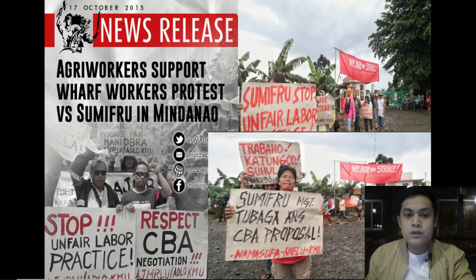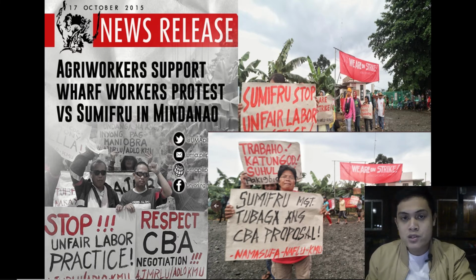So as you can see in this next picture, these are rallies, strikes coming from employees from a manufacturing company, from a fruit plantation company, and as you can see, they are protesting for unfair labor practice, for the respect of the CBA, and of course, in requesting the management of the company to answer the CBA proposal. So this is what happens, and this is how powerful the CBA is.